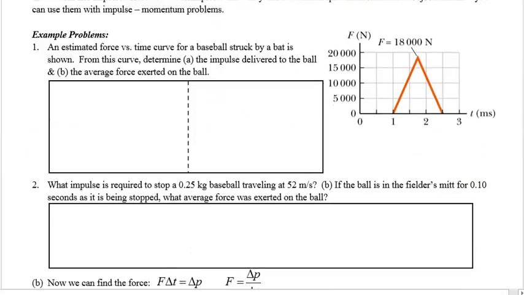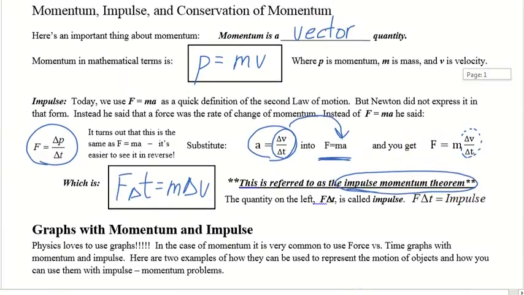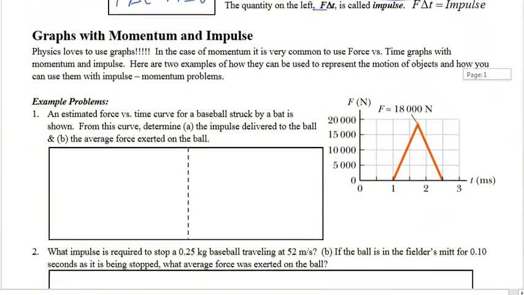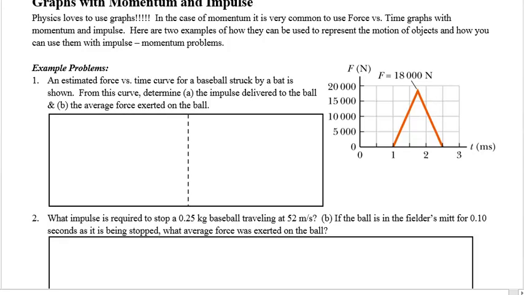So on the AP test, which of course I know you're not taking right now, but just looking at it, they love to do graphs. So we're going to look at a force versus time graph and work through some problems on the graphs. Number one: an estimated force versus time graph for a baseball struck by a bat is shown. From this curve, determine A, the impulse delivered to the ball, and B, the average force exerted by the ball. Well, when something is hit, like a ball is hit, there isn't a constant force. That force varies over time.